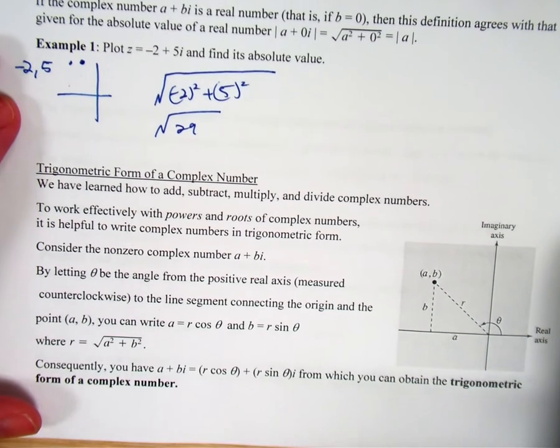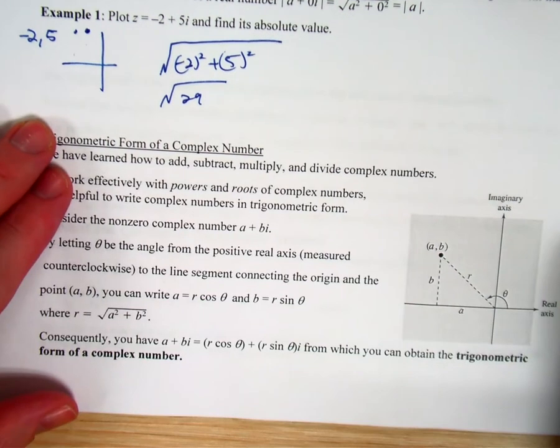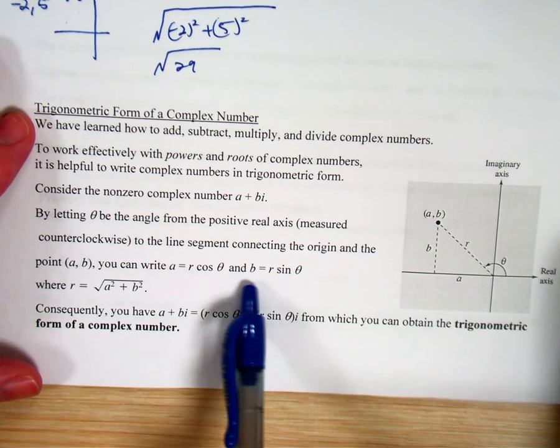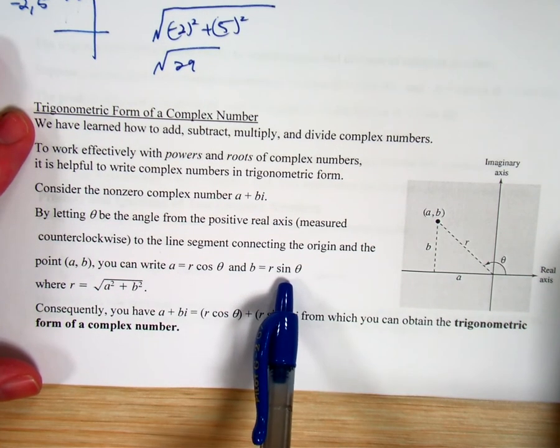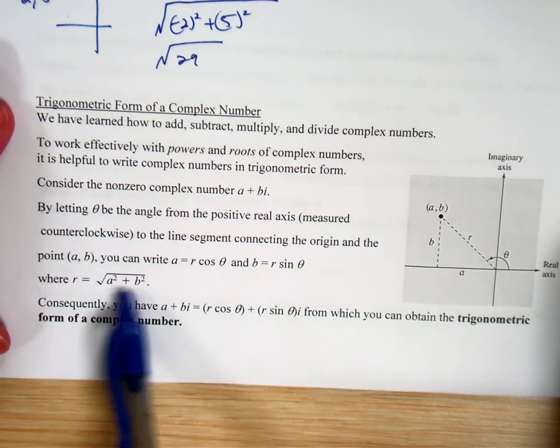We have learned how to add, subtract, multiply, and divide complex numbers. To work effectively with powers and roots of complex numbers, it's often helpful to write them in trig form. Consider the non-zero complex number a plus bi by letting theta be the angle from the positive real axis, measured counterclockwise, to the line segment connecting the origin and the point a, b. We can write a equals r times cosine theta, and b equals r times sine theta, where r is your absolute value or your distance that we just did there.